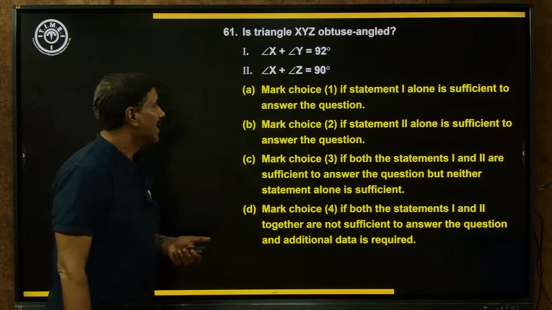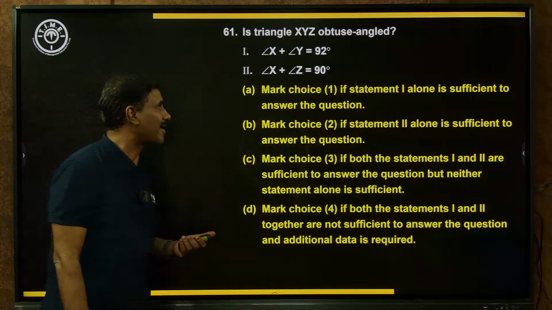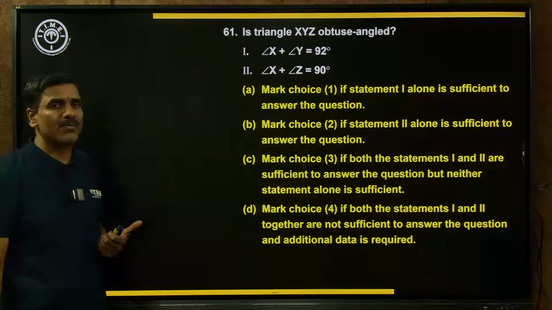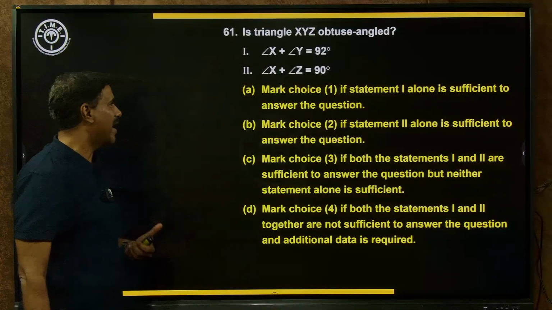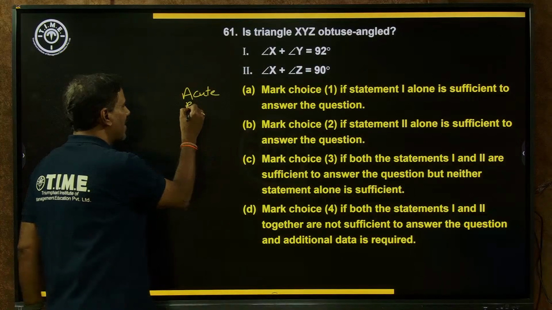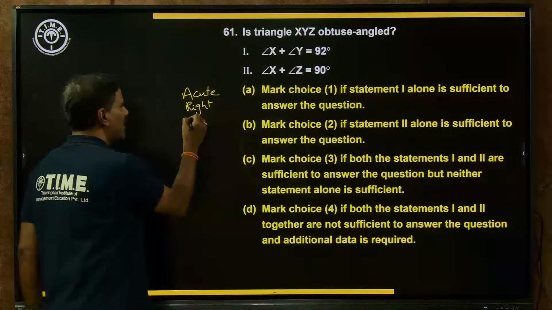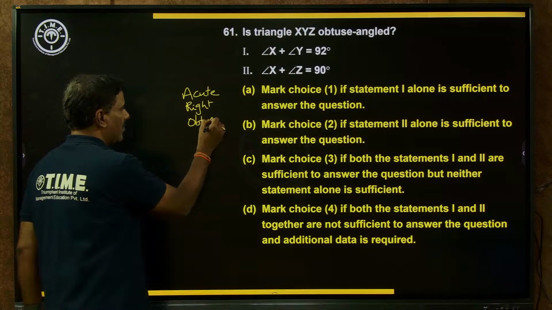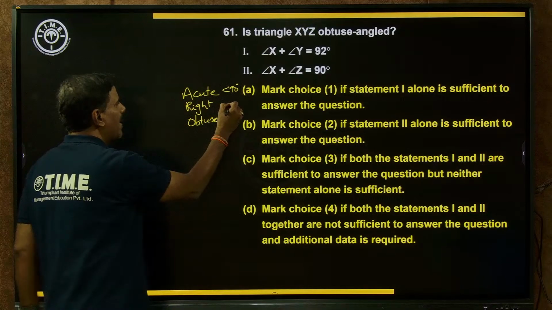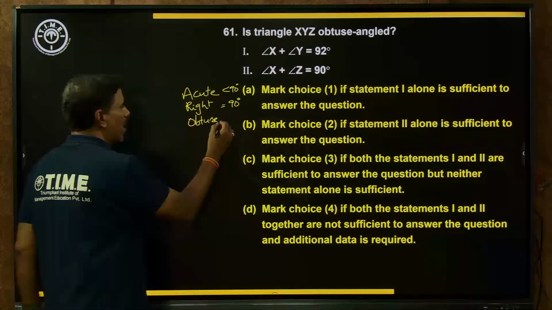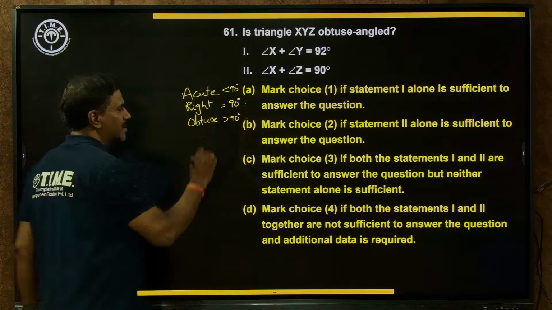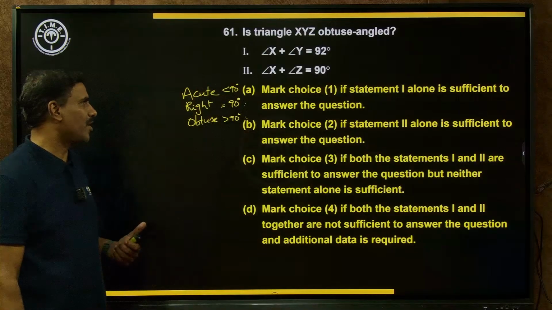This is an easy question. Is triangle XYZ an obtuse angle triangle or not? The first statement says x plus y is 92 degrees. By the way, what is an obtuse angle triangle? There are 3 types of triangles we have. One is the acute angle triangle, one is the right angle triangle, one is the obtuse angle triangle. Acute angle triangle means each of the angles should be less than 90 degrees. Right angle means one of the angles should be 90 degrees. Obtuse angle means one angle should be more than 90 degrees. The remaining two in both these cases should be acute angles. That is what we have to keep in mind.